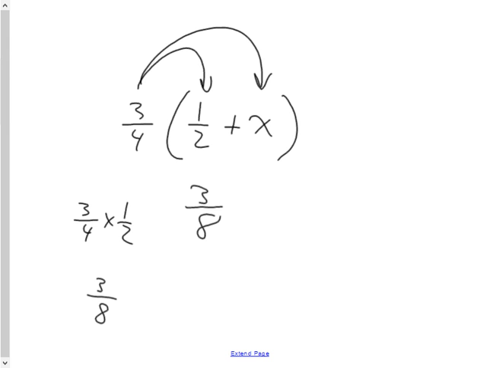Then I'd say, well, what is 3/4 times x? Or 3/4 times x over 1, because that's the same thing. If I multiply my numerators, I get 3x. If I multiply my denominators, I get 4. I'd end up with this one.